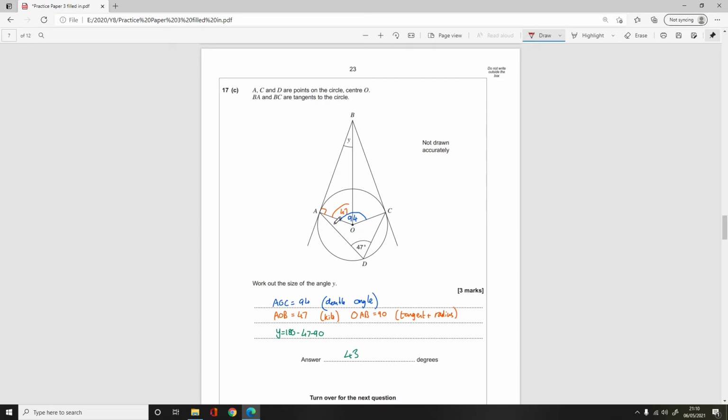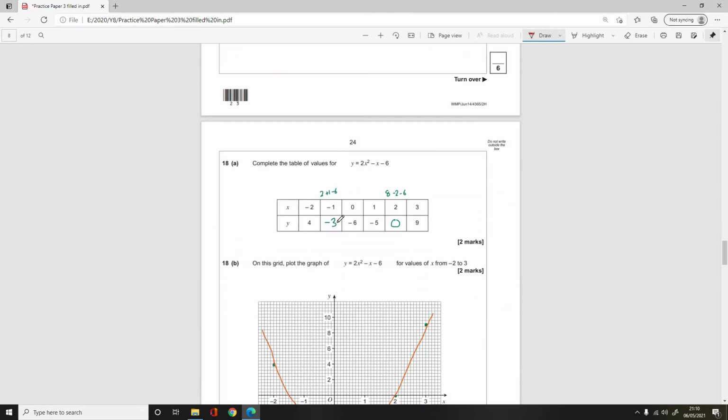Your third mark would be for saying, so this is half of that, because this is actually a kite, and kites are symmetrical down the line, so we can split that 94 in 2. 47 and 90 and 43 for y to make that triangle equal 180. That'd be a third mark.